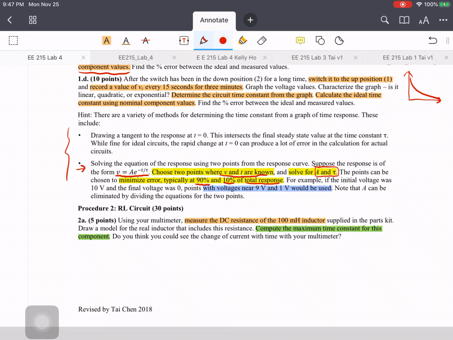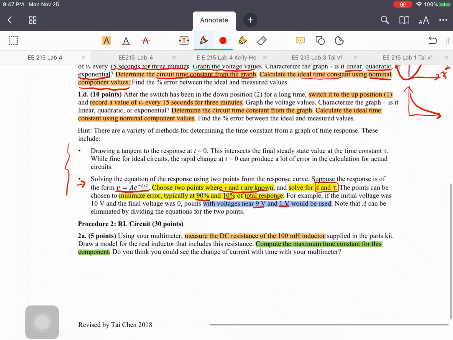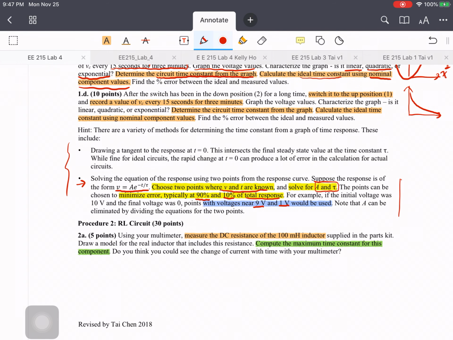So for example, if the initial voltage is 10 volts and the final one is 0 volts, then you can choose 9 volt and 1 volt. And then the T for 9 volt and 1 volt. So this is one way to choose. So it should look like the following.